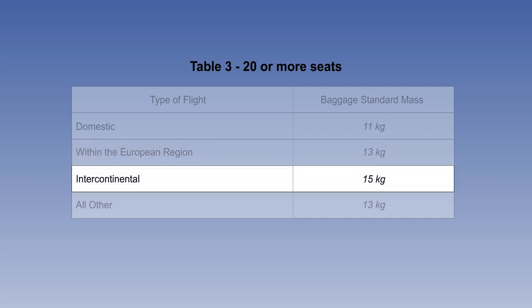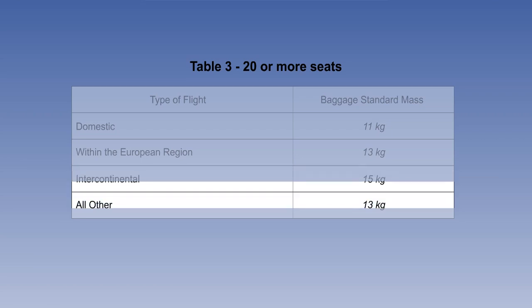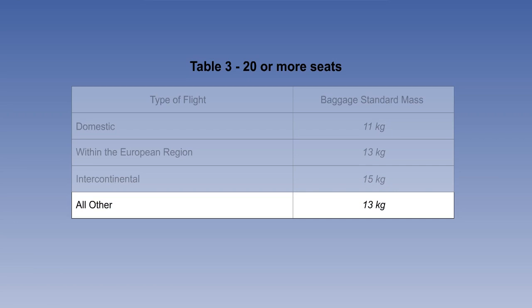The third type of flight is titled intercontinental, which means, other than flights within the European region, a flight with origin and destination in different continents. The baggage standard mass used for this flight is 15 kilograms. The final type of flight is called all other, and this has a baggage standard mass of 13 kilograms.